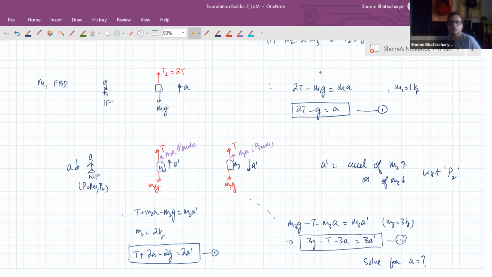Yeah, Harsh, you understood the tensions, why they are 2T and T. Okay, good. So just make a note of this and you can finish off solving the equations, we'll discuss.